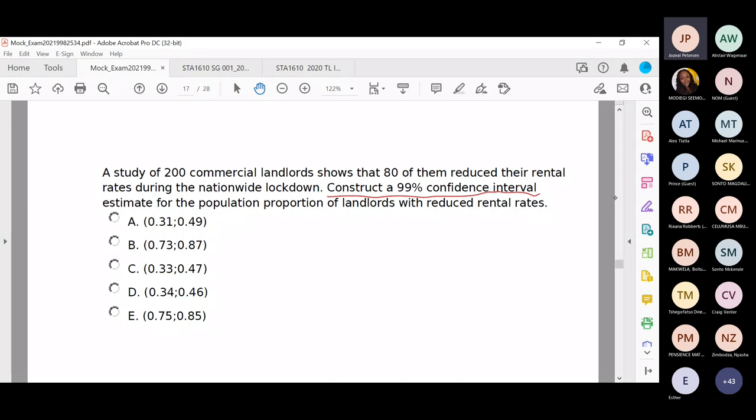What are you given with the proportion? You are given n, and the number of observations that satisfy some sample proportion. Sometimes you will not be given the sample proportion, but you will be given the observations that satisfy it and your sample size. Then you can calculate your sample proportion, because you need it to construct your confidence interval, at alpha divided by 2, times the standard error. You need to use that formula.